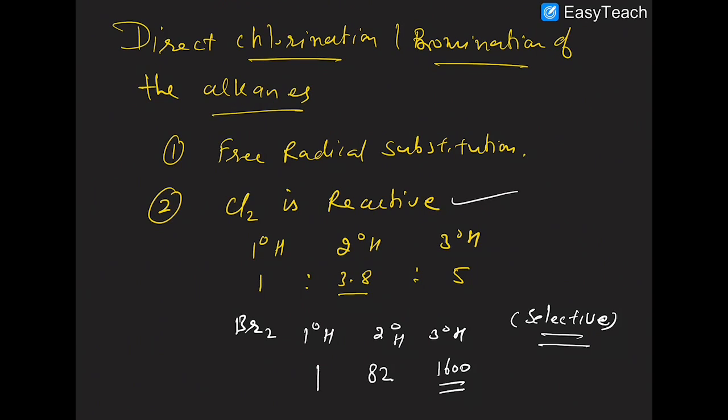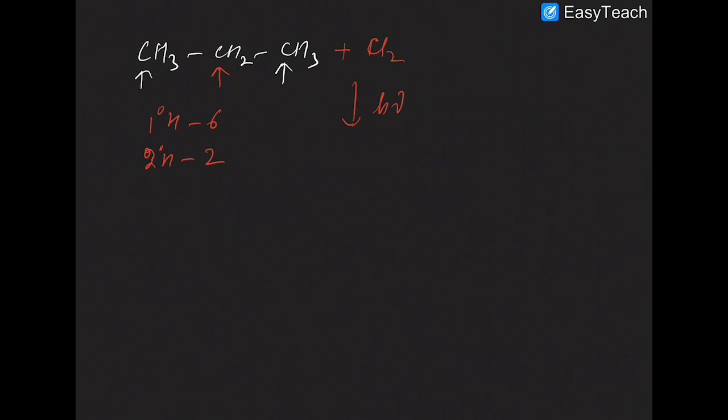So what has happened here? Look at that. Here in case of propane, these two carbons are primary and the middle carbon is secondary. So you can say that there are 6 primary hydrogens and 2 secondary hydrogens. So if you do chlorination of this in ultraviolet light, then what can happen? You can have two products.